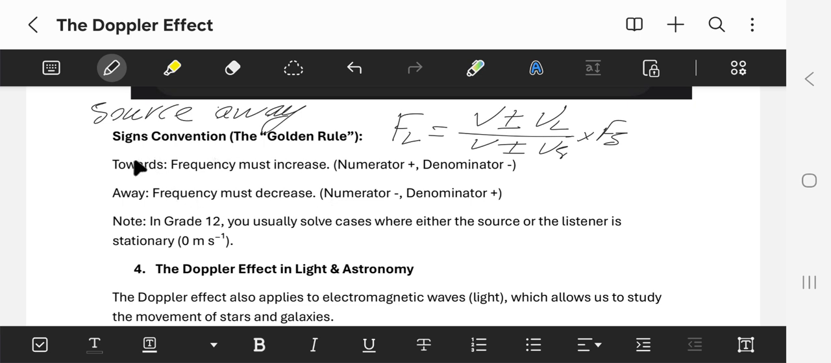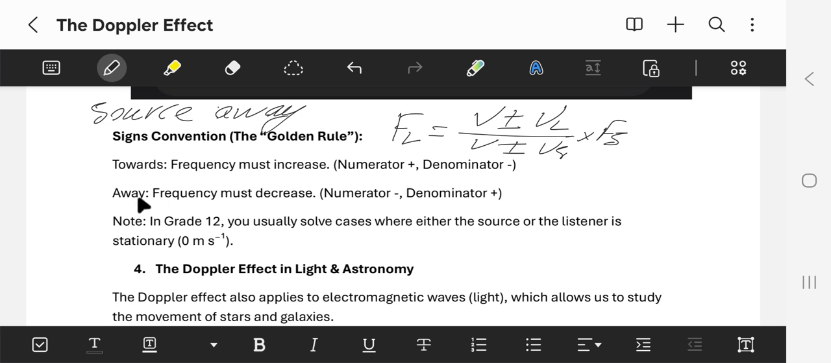So here we have our golden rule in terms of sign convention. And here we are looking at towards. We know that if we are moving towards, we should be increasing in frequency and decreasing in wavelength. And we see that the sign of the numerator, which is the sign for the velocity of the listener, is positive. And the sign of the denominator, which is that of the source, is negative. So they are opposites of each other.